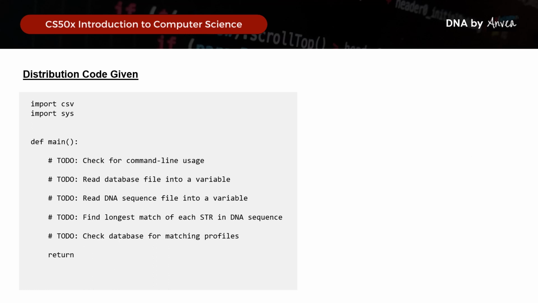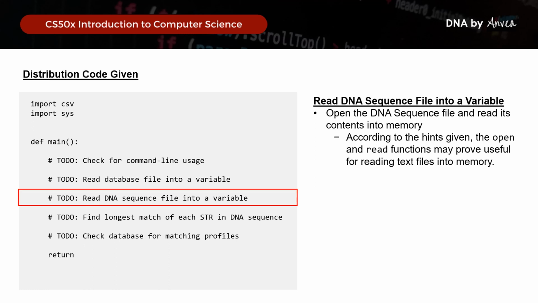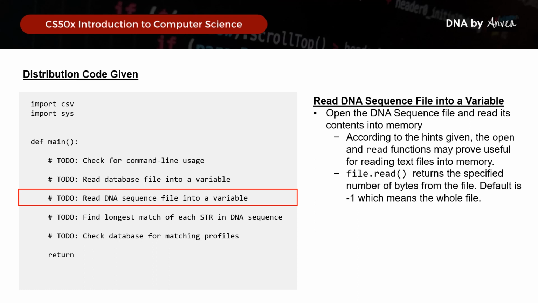Next, we'll open the DNA sequence file and read it into memory. Do note that the DNA sequence file is just a string of text. This is unlike the database file, which contains multiple rows and columns. But in this case, for the DNA sample that we are working with, it's just a string of text. So we can simplify it and use file.read, which returns the specified number of bytes from the file. So it will be open sys.argv[2], which refers to the DNA sample file that we have, r for read, and we'll just use DNA sequence equals file.read.